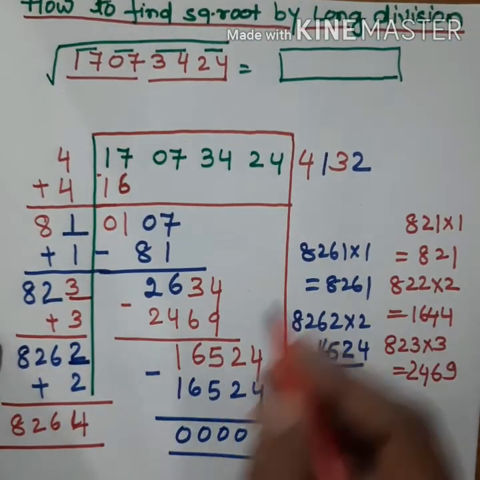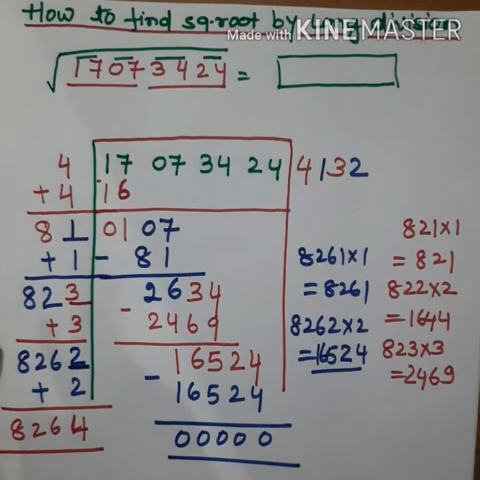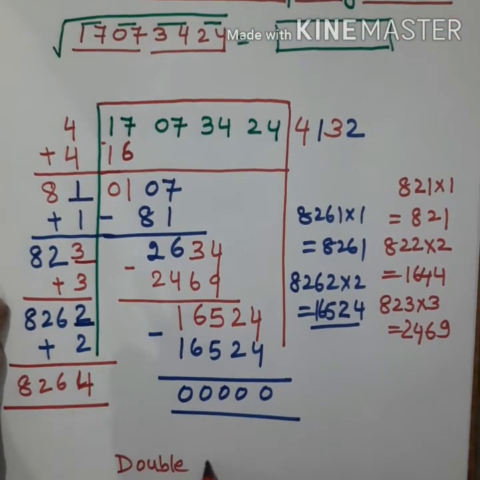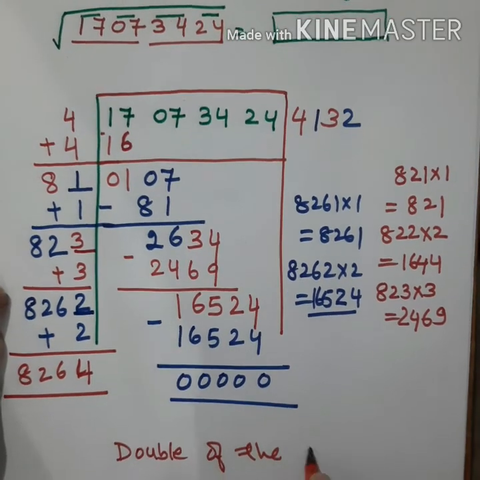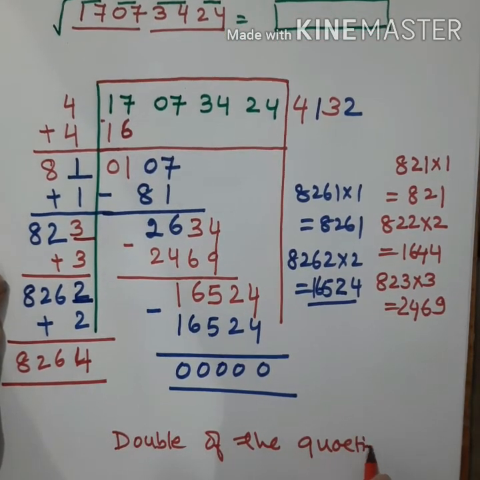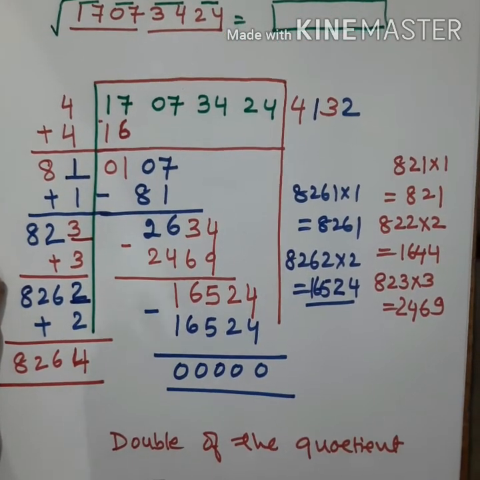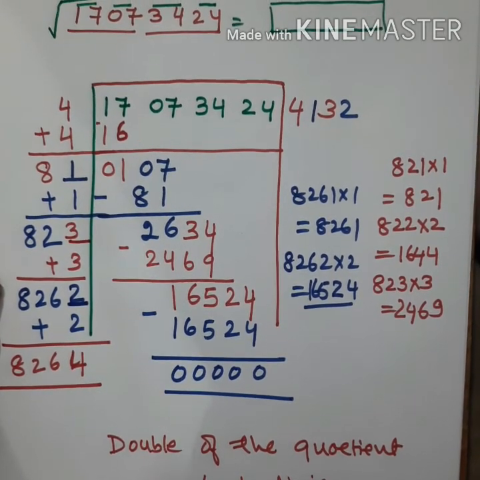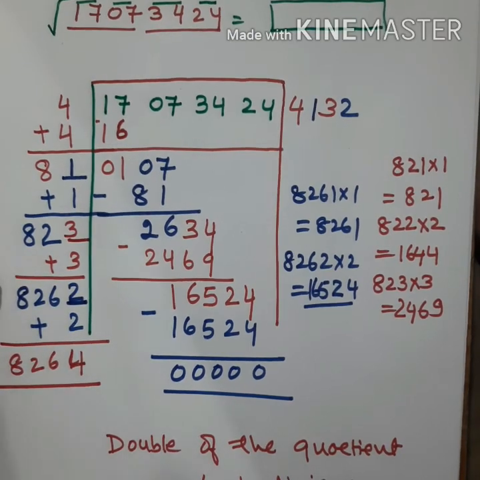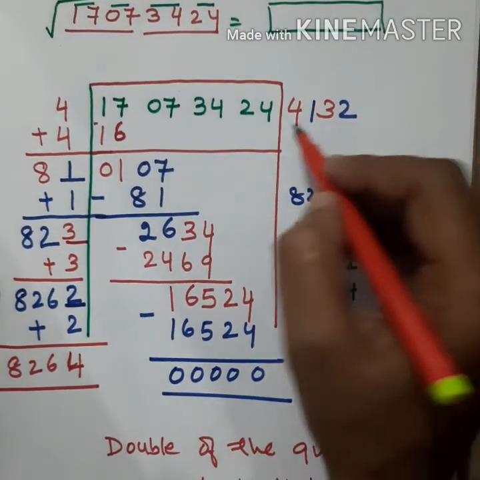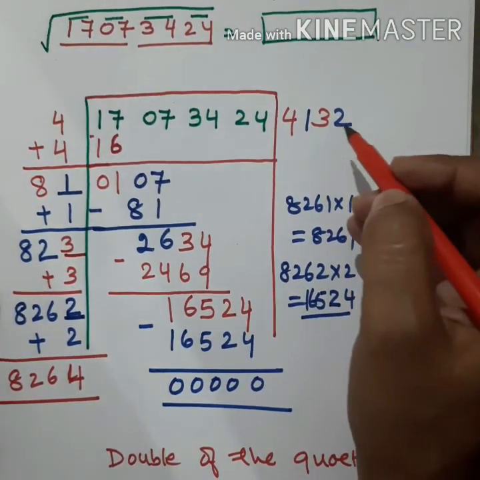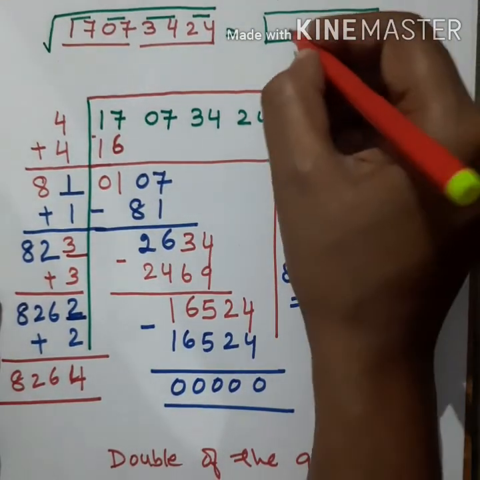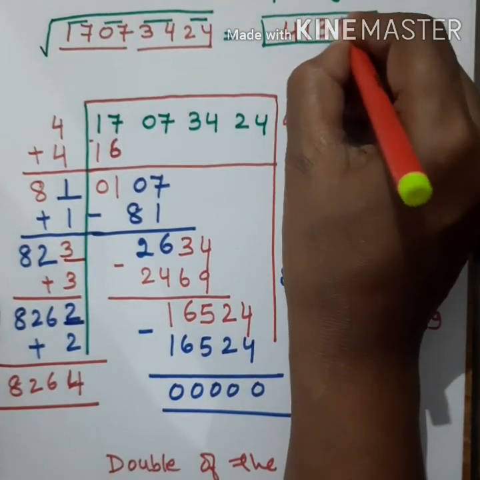And your quotient is 4,132. So the check is double of the quotient. Double of the quotient will be equal to the last divisor. So here we have done the sum correctly. What is the square root of this number? This is 4132.